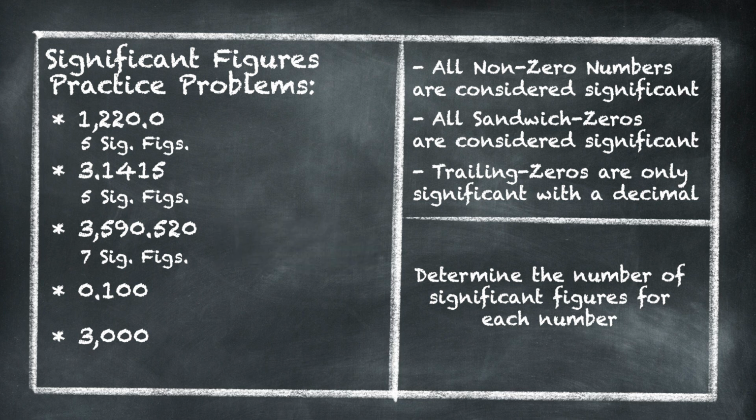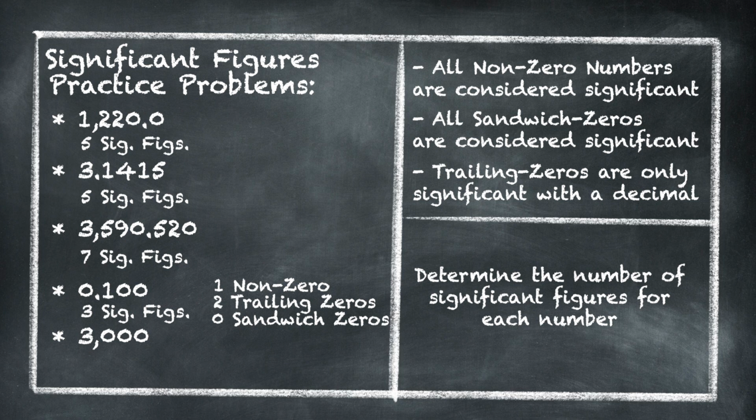Now, 0.100. How many non-zeros do we have here? We only have 1, the number 1. Do we have any trailing zeros here? Yes, because we have a decimal place, so we have 2 trailing zeros. Do we have any sandwich zeros? No. And that 0 in front of the first non-zero, the 0 in front of the 1, is a leading zero, so we don't count that, giving us a total of 3 significant figures.